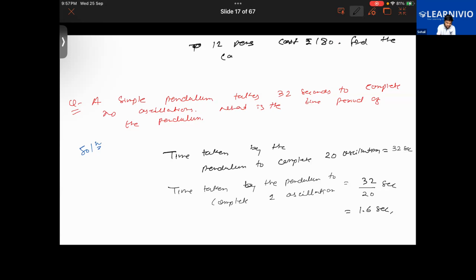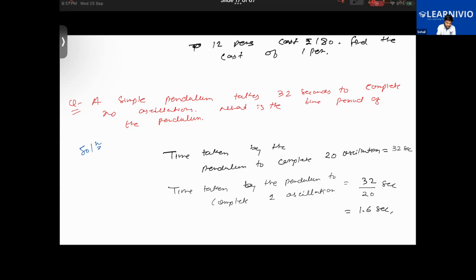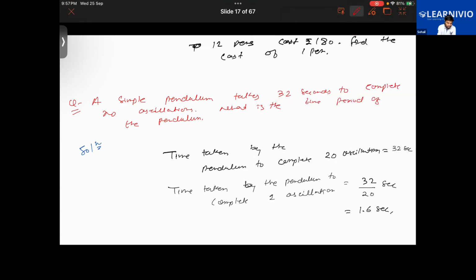What do you do then? You solve it in the following manner. Whatever is given in the question, first of all, you write down. So you write the cost of 12 pens according to the question is 180. So the cost of one pen will be 180 upon 12, and that is 15 rupees. Got this, everyone? So that is how we solve this.